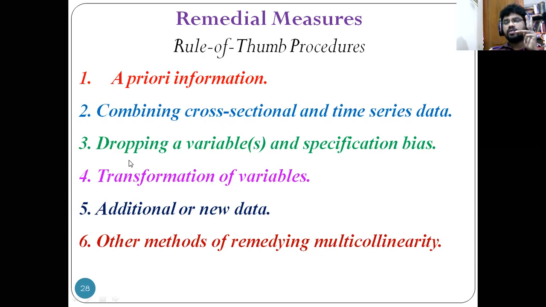Next, the third one is dropping a variable from the model. Then the fourth one is the transformation of the variables. The fifth one is additional or new data. Simply, we need to add the data. Then the sixth one is the other methods of remedying multicollinearity. There are other methods also to remove multicollinearity. So one by one we will discuss.